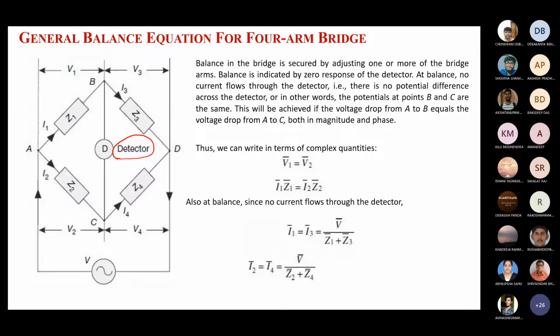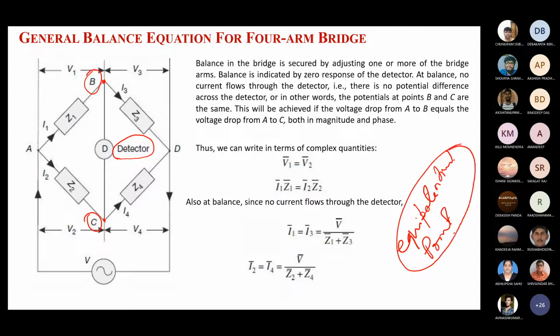At balance condition, these B and C points are equipotential points. There will be no current flowing through the detector D. So we can say these two points are equipotential points, and it is the balanced condition.